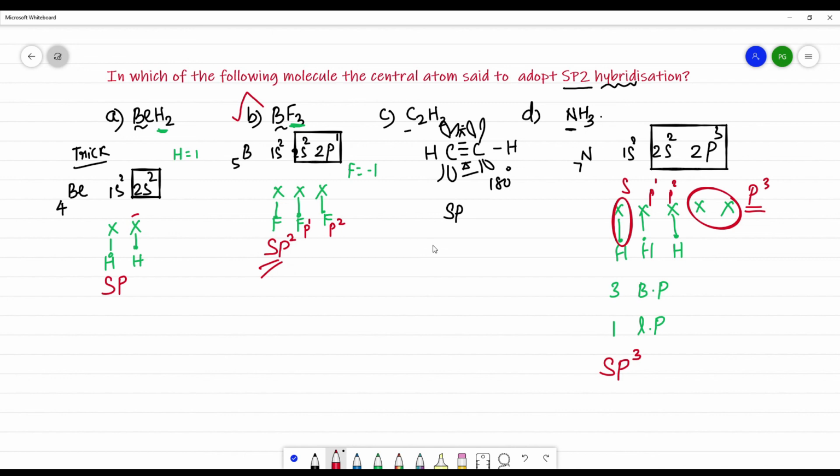This is the ethyne molecule, which is having sp hybridization. It has a triple bond. One is a sigma bond, another is a pi bond. So in the sigma bond, what is the hybridization involved? One s orbital and one p orbital are involved, and the pi bond is formed by sidewise overlap. So the hybridization is sp hybridization. Our answer is sp2, which is BF3.